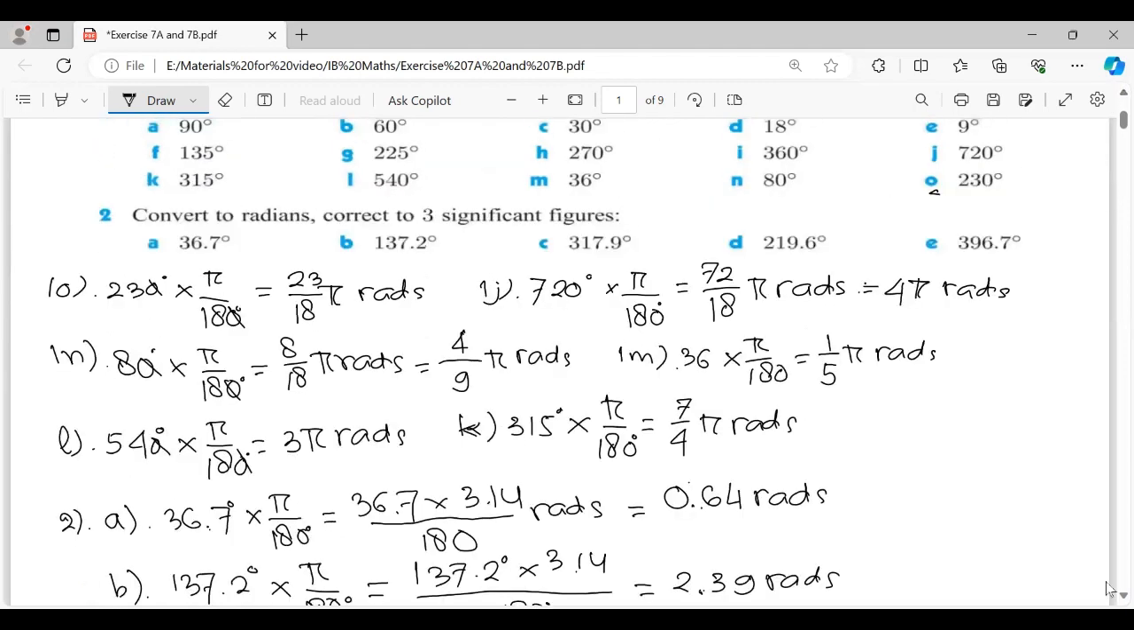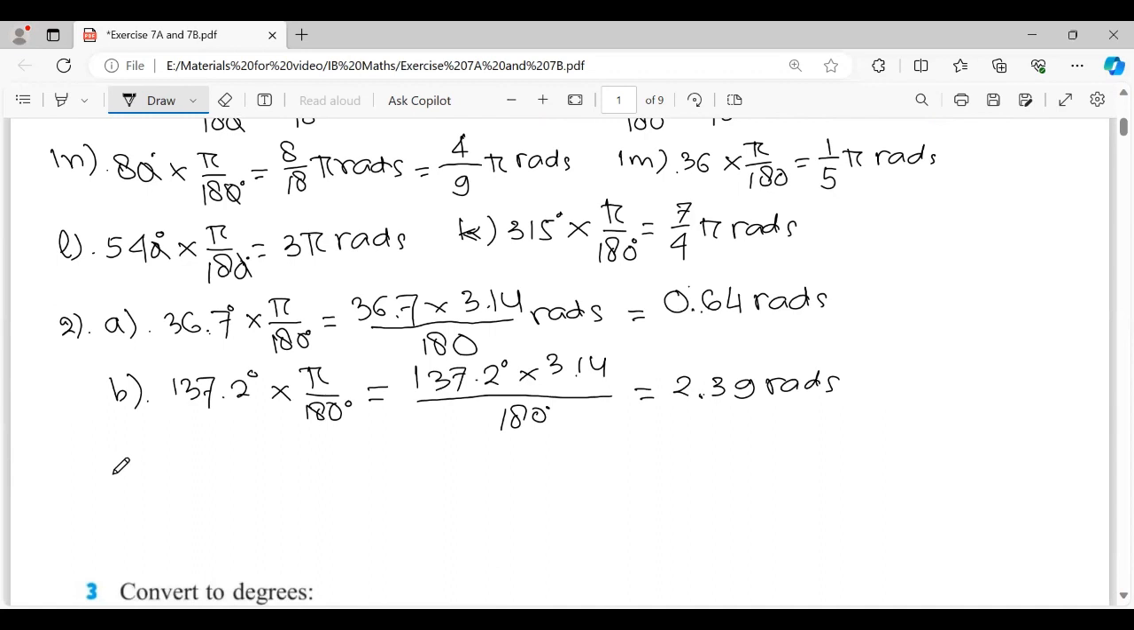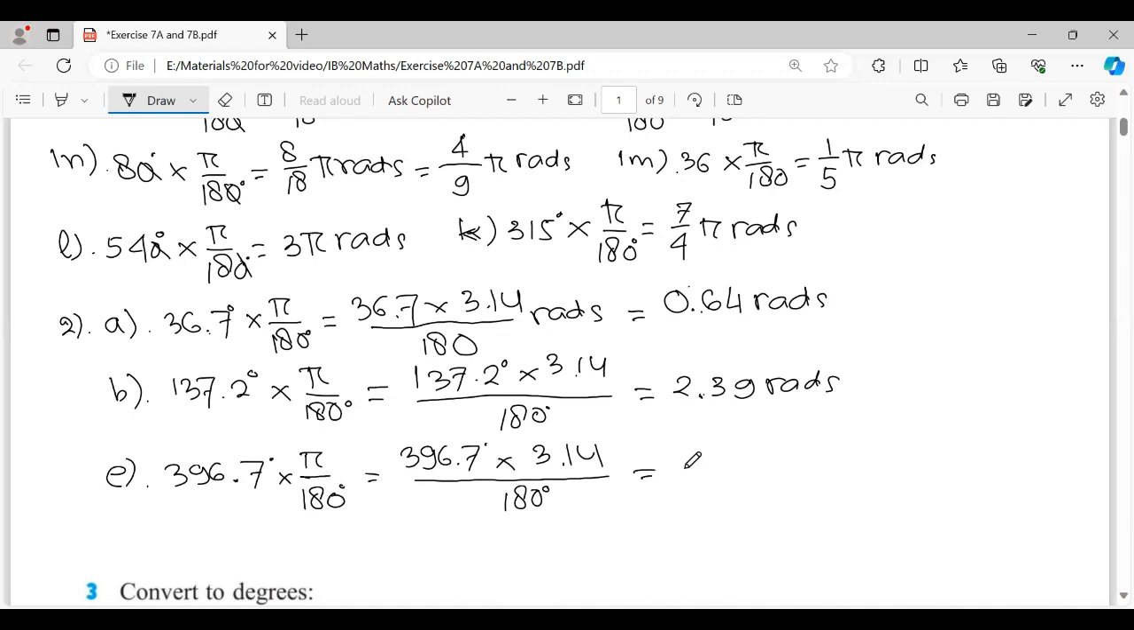Next, number 2E, this one. 396.7 degrees times pi over 180. It becomes 396.7 times 3.14 over 180. And if you calculate on calculator, you can find this number, 6.92 radians.